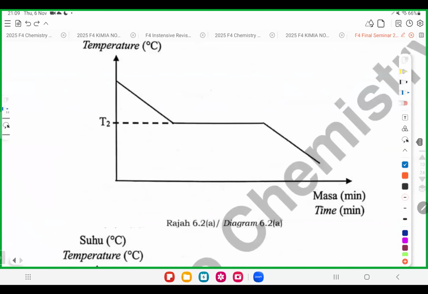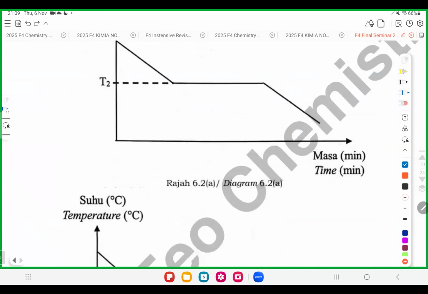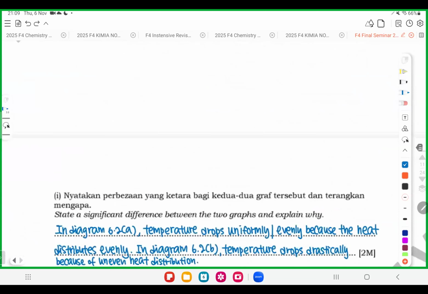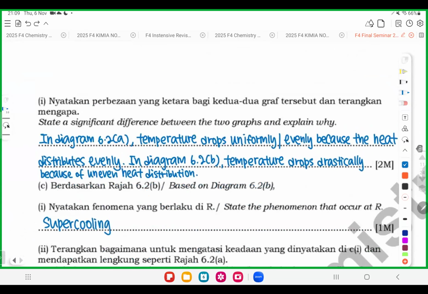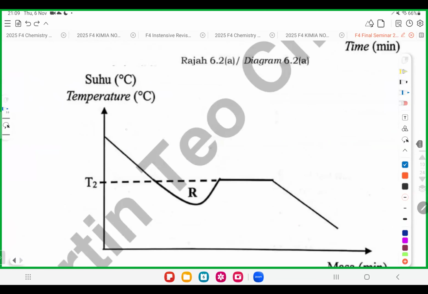So these two graphs, many students will write, oh, this one no supercooling, this one got supercooling. Normally, if you write like this, it's okay lah, normally. But there is a problem for this question. You see, this question, look at the part C. Based on the diagram, tell me the phenomenon that is occurring. So what is happening at R? So R, the cooling go too fast. So this is supercooling.